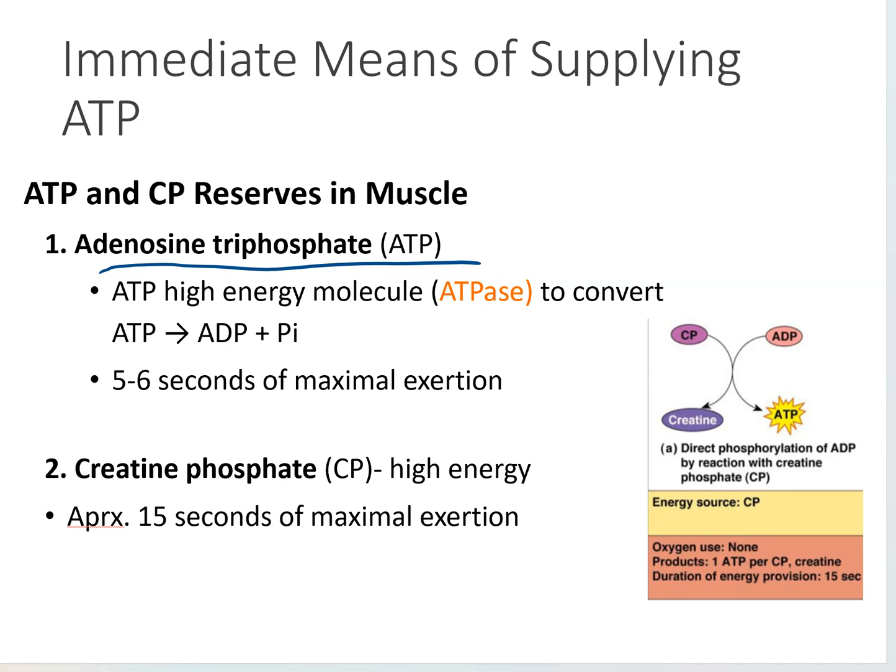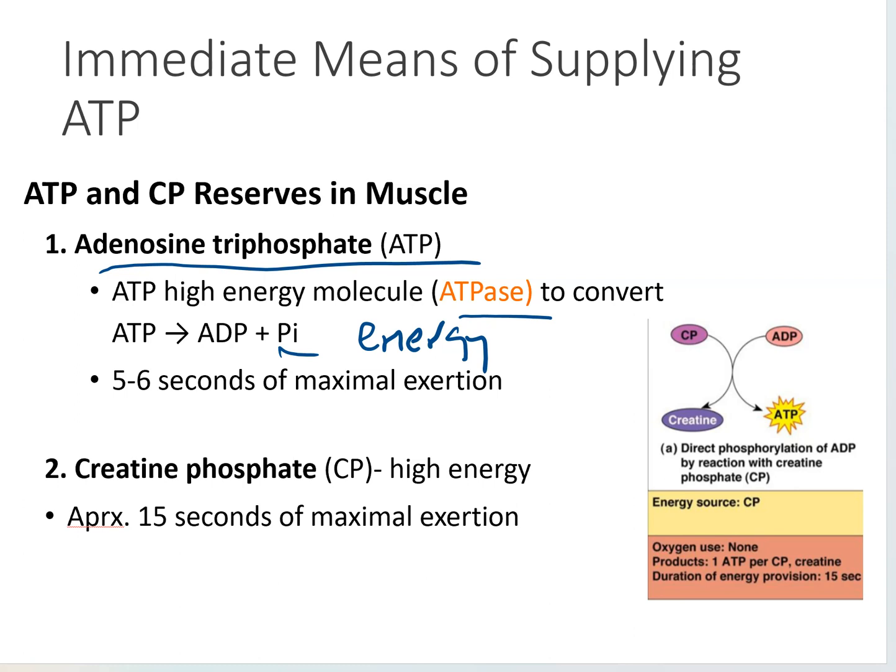We know that with the enzyme ATPase, it breaks ATP down into ADP and phosphate, and that releases a lot of energy. That energy is what allows the myosin club head to cock, and you do the power stroke, and then it detaches, so all that energy is critical. We have roughly 5 to 6 seconds of ATP stored inside our muscles for right now.